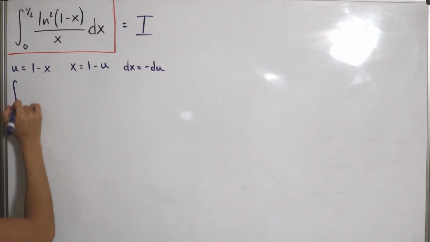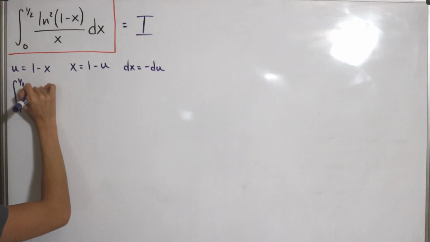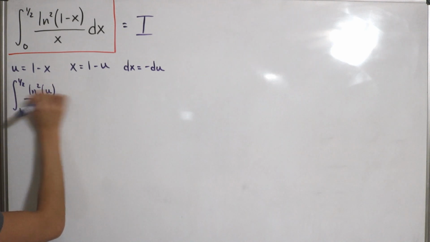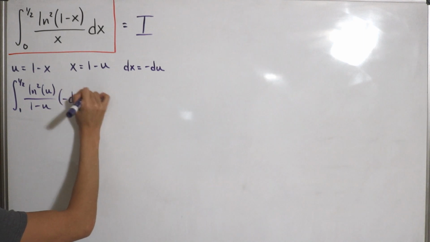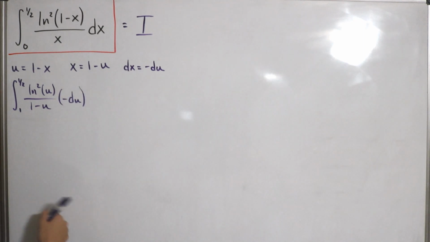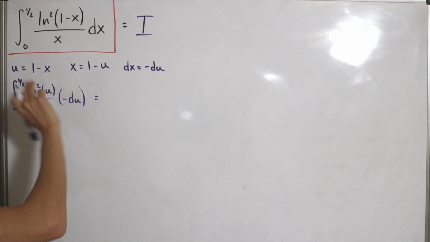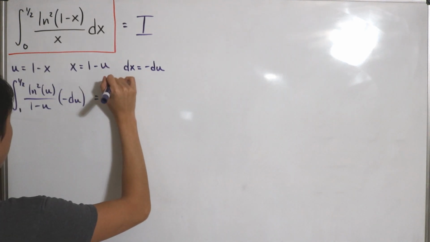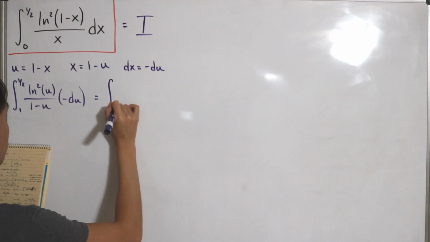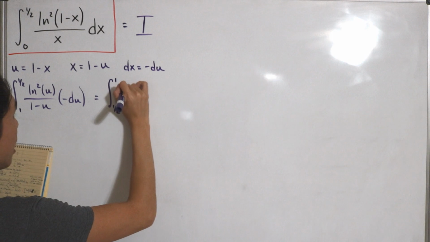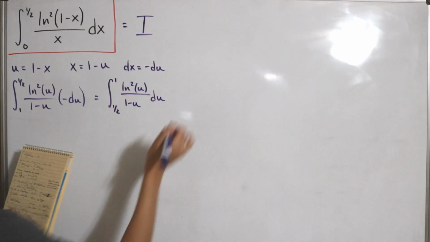If I plug in 0, this is going to be 1. If I plug in 1/2, this will be 1/2 on the top. Then I'll have ln square of u, divided by 1 subtract u, with the negative du differential for the substitution of the dx. We need to flip our bounds because we have 1/2 and then 1 from the top and bottom. So we switch that, and that becomes negative, but that also cancels out that negative as well. So I have the integral from 1/2 to 1 of ln square of u divided by 1 minus u, and then left with just du.